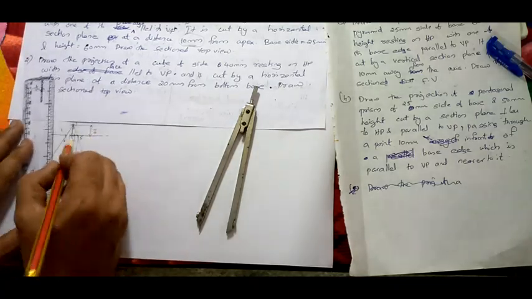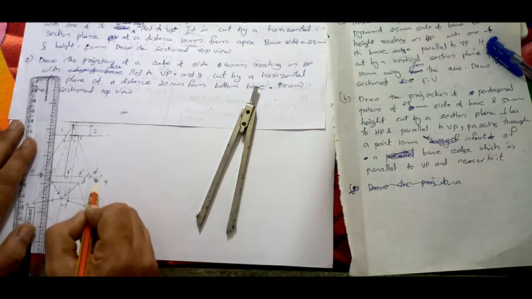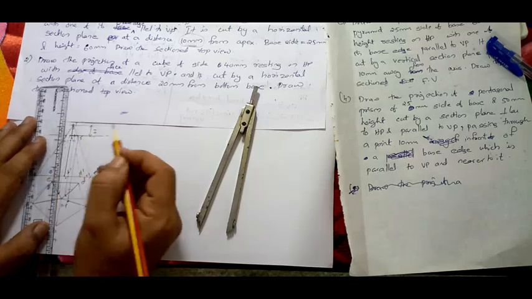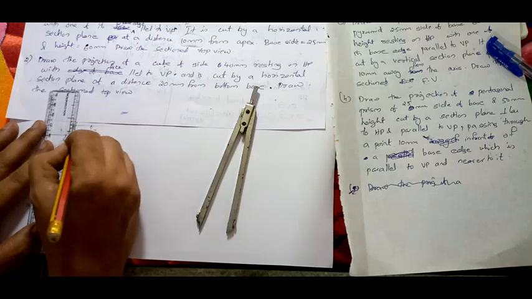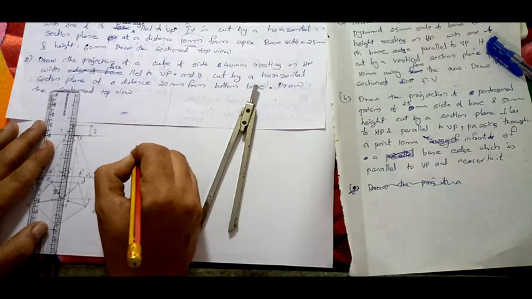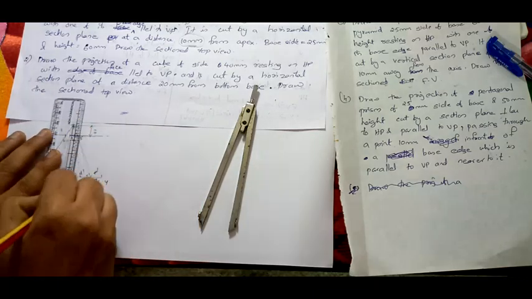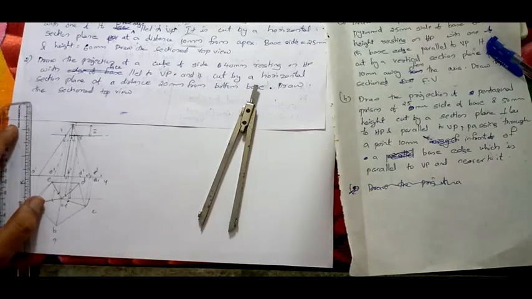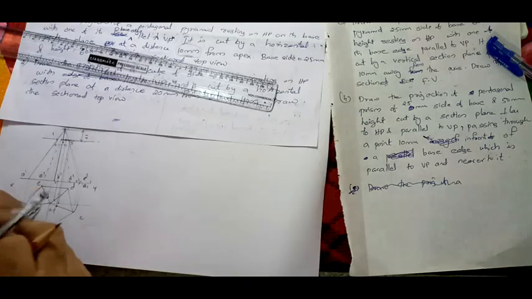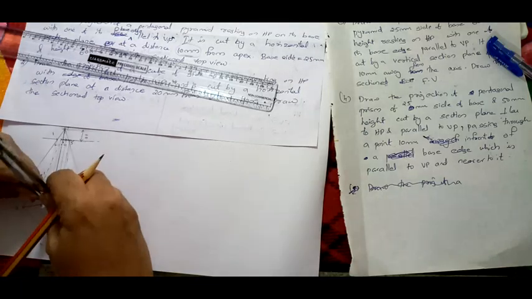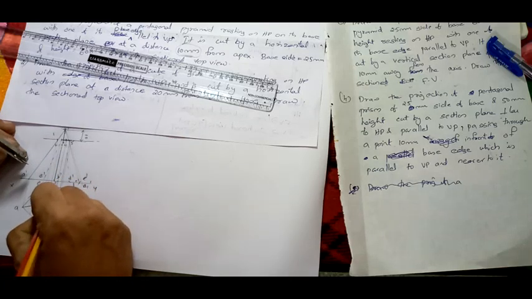So you have to draw a line parallel to the XY line, and in order to meet that A1' P1', you have to project it downwards to the parallel line. So you will get it like this. Now take the compass and rotate it to here, this is your corresponding point.